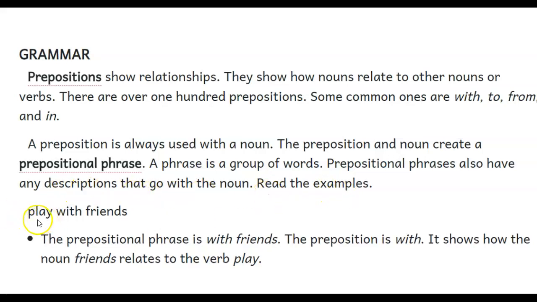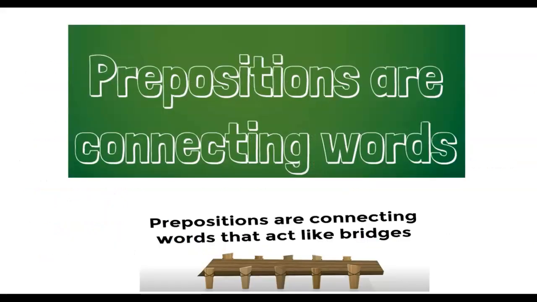So here's the example right here. Play with friends. The preposition is with. So with right here, this is the preposition, okay? Friends is the noun, and it's connecting these two. It's telling how the friends play, okay? They play, what do they do? With the friends.